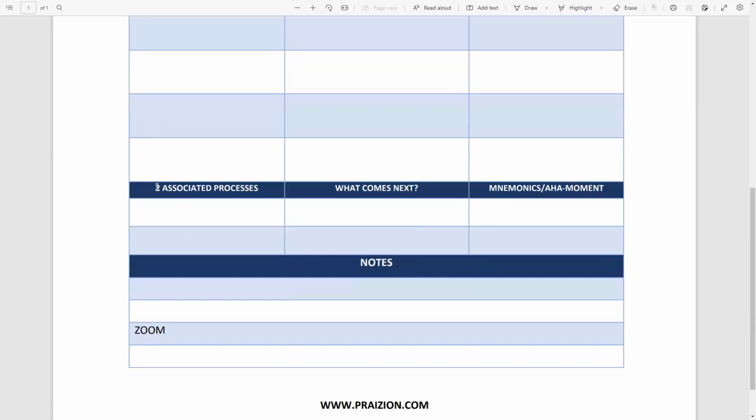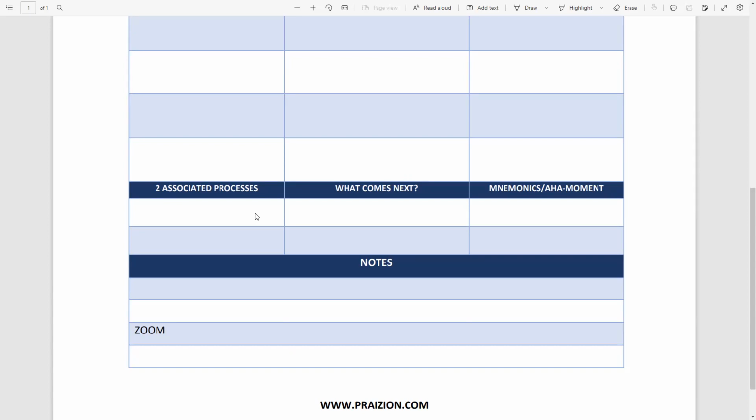Finally, we have a column where you can write down two associated processes. So develop project charter is related to identify stakeholders because that comes after it. And then develop project management plan, because in terms of the knowledge area, that is what follows it. You could use that mindset to ask what comes next in the process group and what comes next in the knowledge area. Those could be two associated processes, but even beyond that, you could have more than two associated processes.